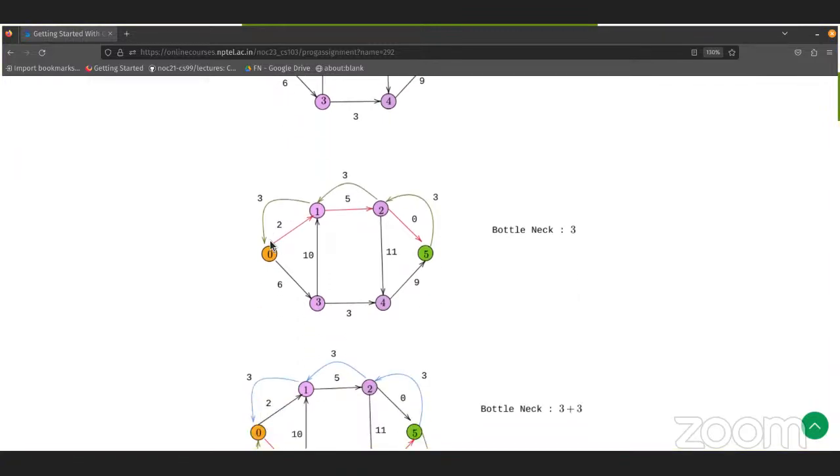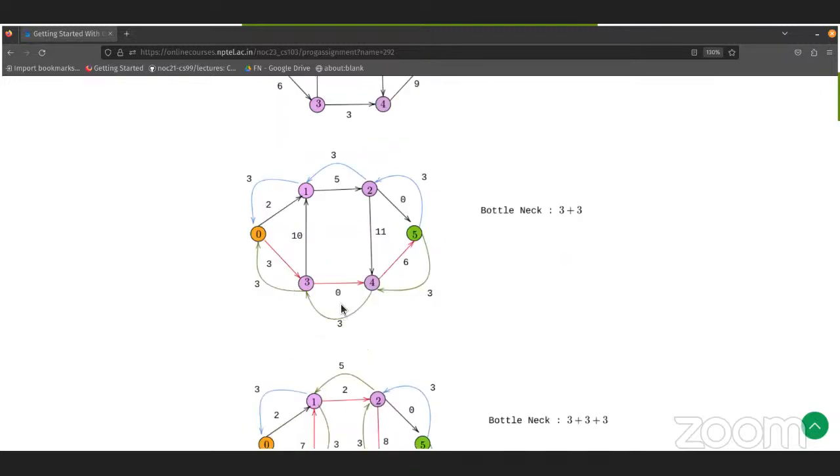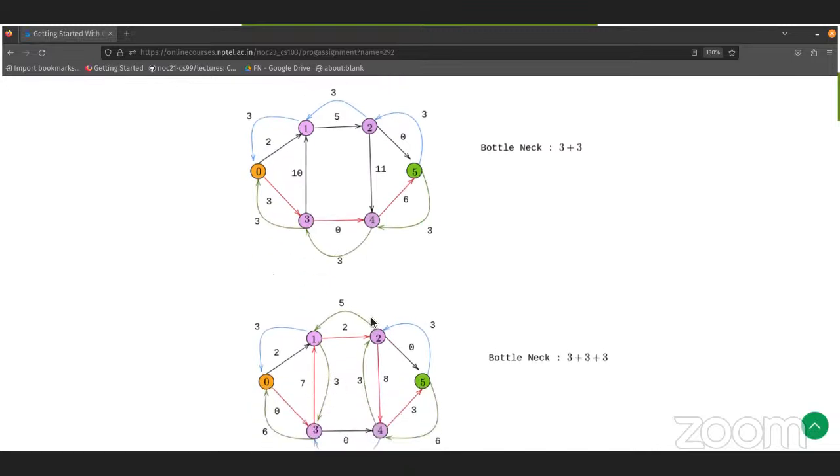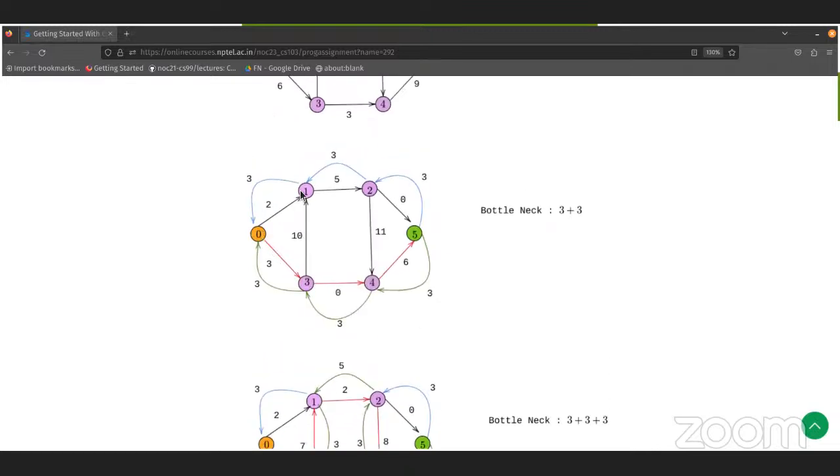Now we again find another path, which is 0 to 3, 3 to 4, 4 to 5, and the bottleneck here is again 3. So we'll have the residual edges. Now let us find another path, which is 0 to 3, 3 to 1, 1 to 2, 2 to 4, 4 to 5. So we find that, and the bottleneck is again 3 here.